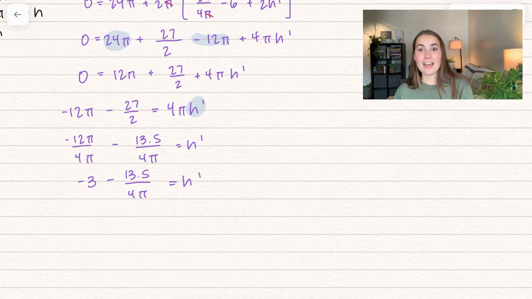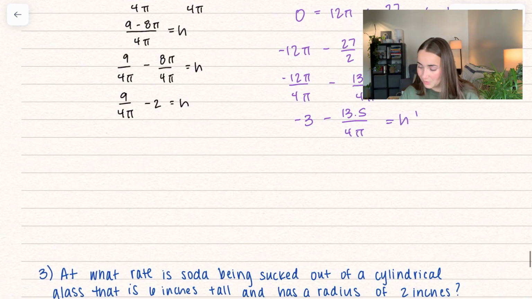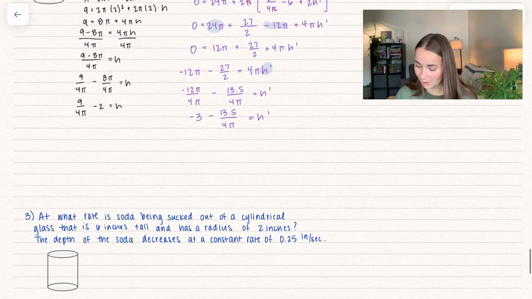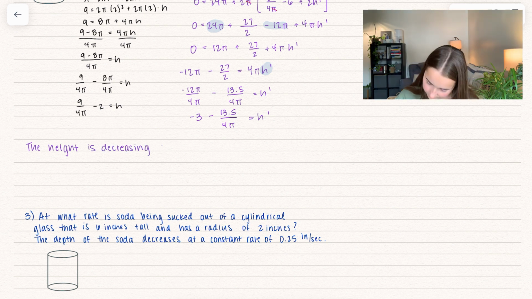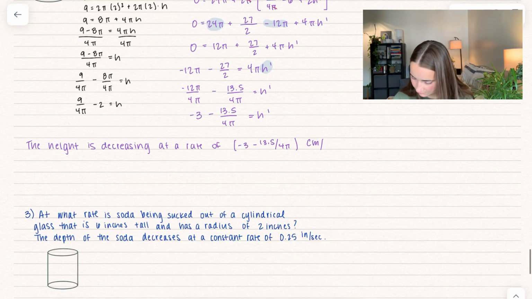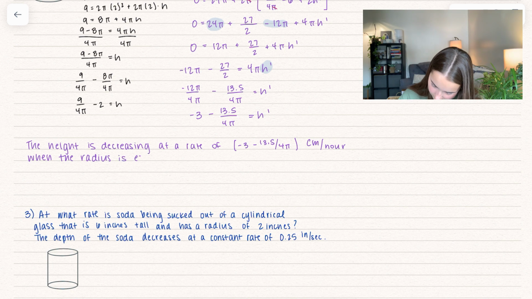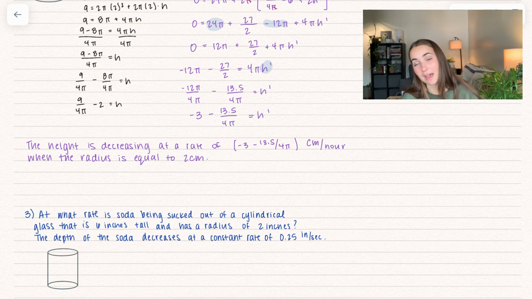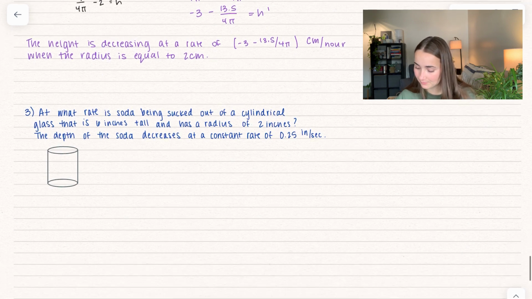Woo, we got a value. I'm going to leave it at that. I'm not going to simplify very much more. And so now what we want to do is write this out kind of nicely. Already, notice here I put that the height is decreasing, and that's because I got a negative value. Negative 3 minus that whole thing is for sure going to be negative. So that's how I know if it's decreasing or increasing. If it was positive, it'd be increasing, right?